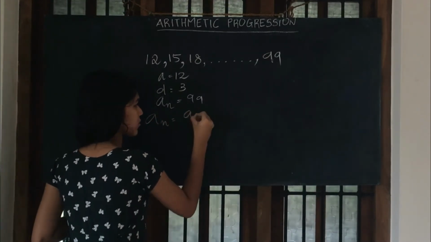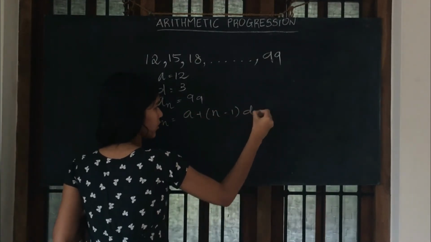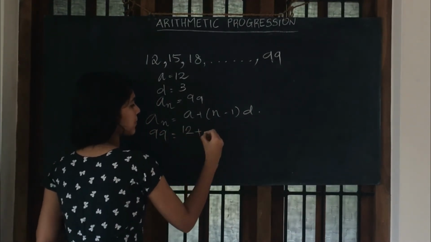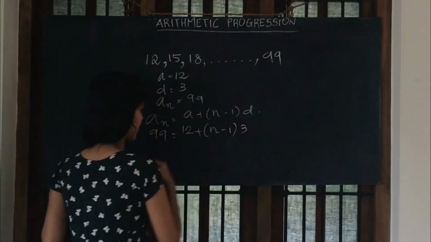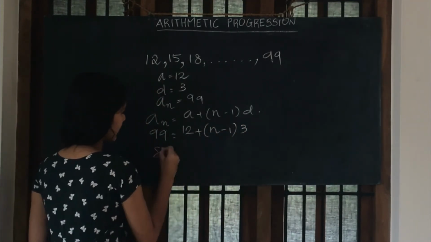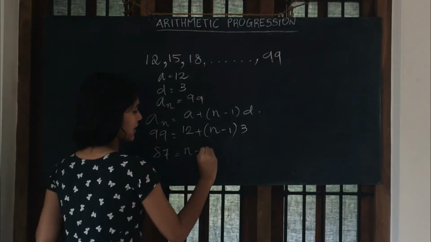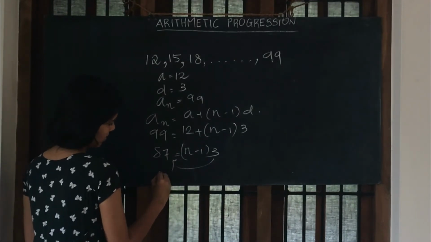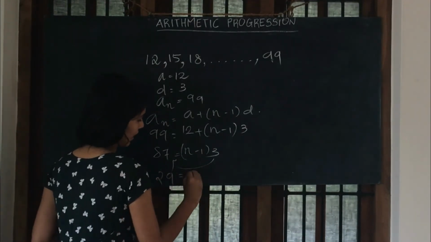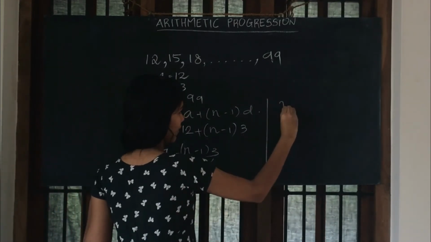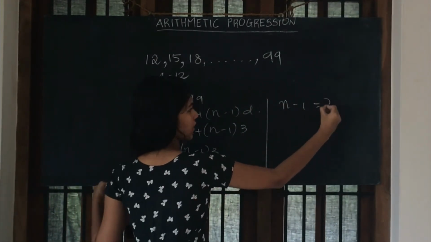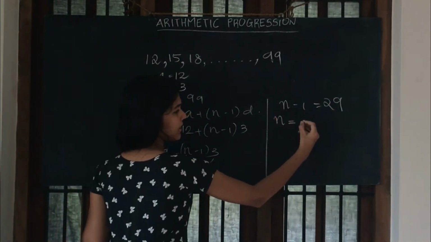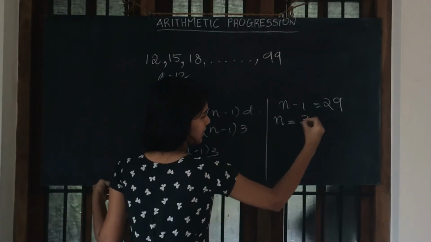Equation is an equal to a plus n minus 1 into d. That is 99 is equal to 12 plus n minus 1 into 3. Taking 12 to the other side, 87 is equal to n minus 1 into 3. Take 3 to the other side, that is 87 by 3, which is 29, is equal to n minus 1. N minus 1 is equal to 29. That is n is equal to 29 plus 1, which is 30.